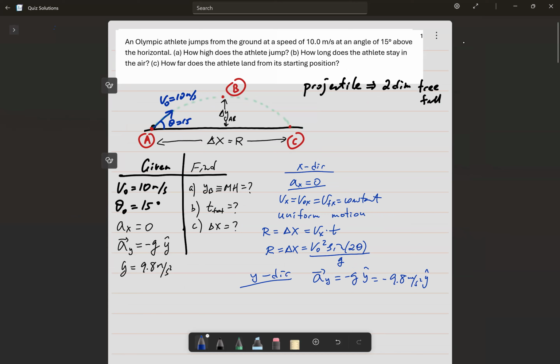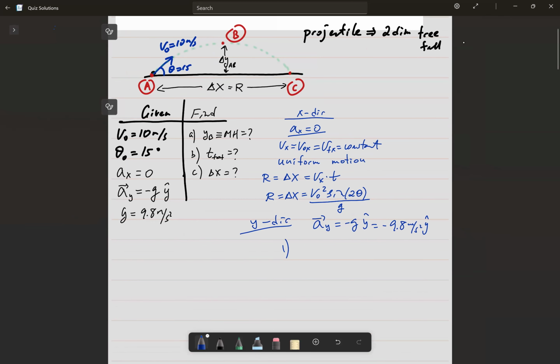Since acceleration is constant, we are technically allowed to use the kinematic equations. We include the vertical subscripts to indicate they are only used in the vertical direction. The final velocity in the y direction equals the initial velocity in the y direction plus acceleration times time, but acceleration equals negative g, so I'm just going to put negative g times time. These are the free-fall specific kinematic equations.